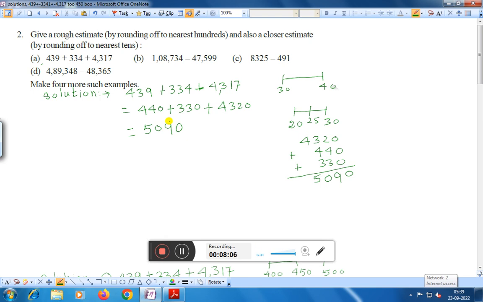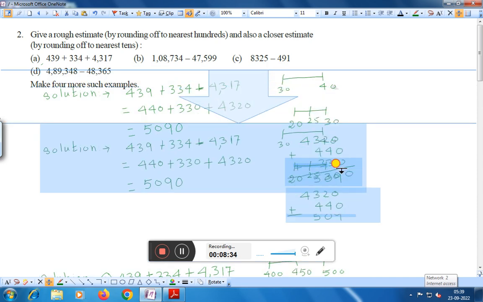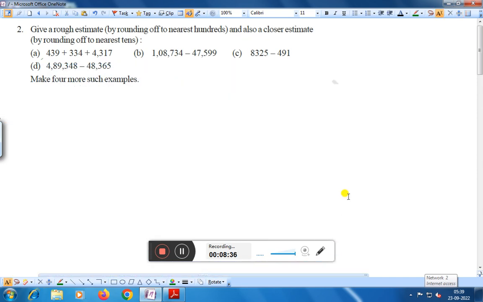Therefore we can say that if we round off to nearest 10, the answer will be nearest to accurate, right? That means if we round it off by nearest 10, then the answer will become closer to the exact result or exact sum, right? Now we'll do question number B. Solution of question number B.